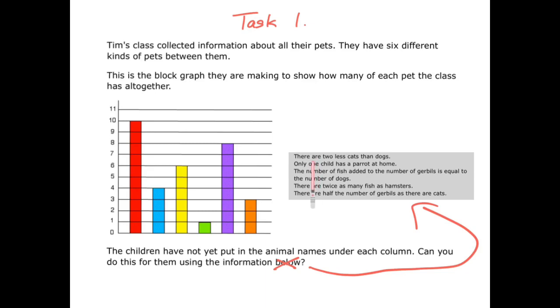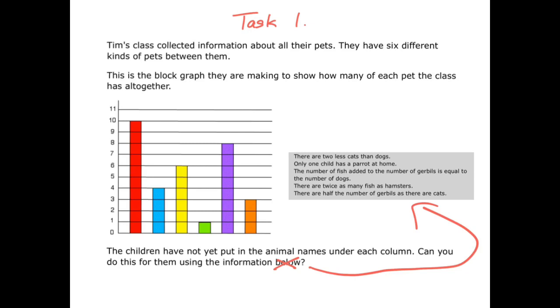So we have, there are 2 less cats than dogs. Only 1 child has a parrot at home. The number of fish added to the number of gerbils is equal to the number of dogs. There are twice as many fish as hamsters. There are half the number of gerbils as there are cats.